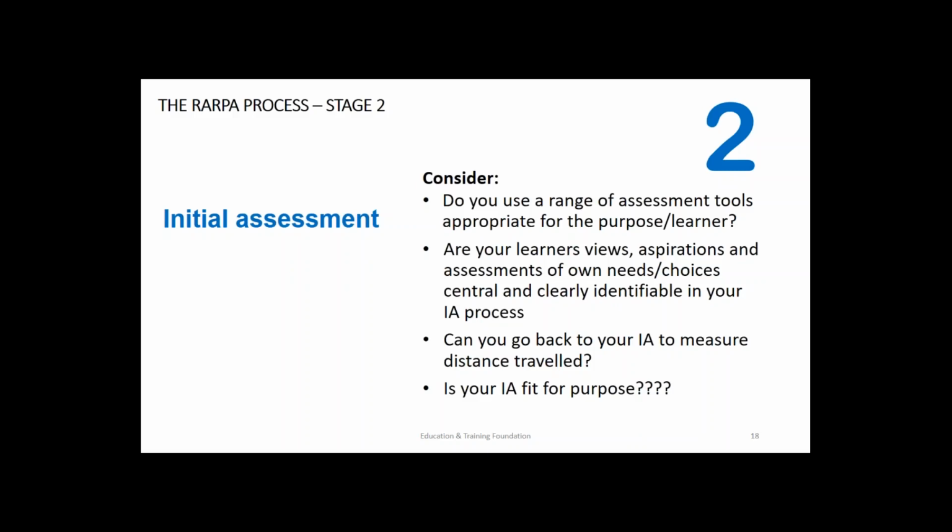So as I've said, how can you go back from when you're tracking the learning? How can you look at where the journey that they've gone? Is there clear evidence from the initial assessment of the learner's journey forward?